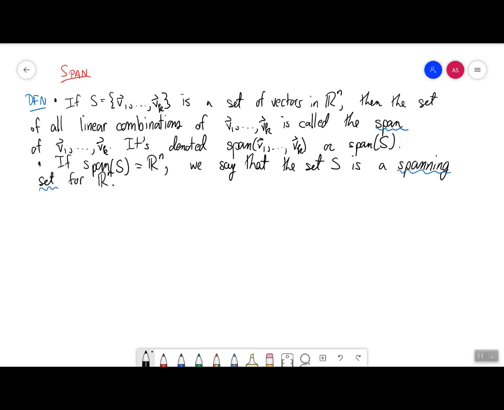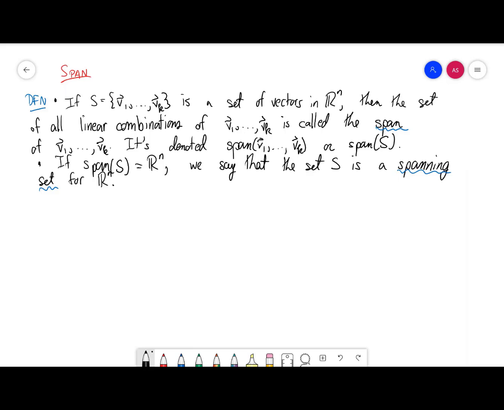Let's return for a moment to our analogy with the Merriam-Webster definition of span. The idea is that the set of vectors v1 through vk extends across its span. In other words, the vectors v1 through vk extend to everybody in their span by taking linear combinations.